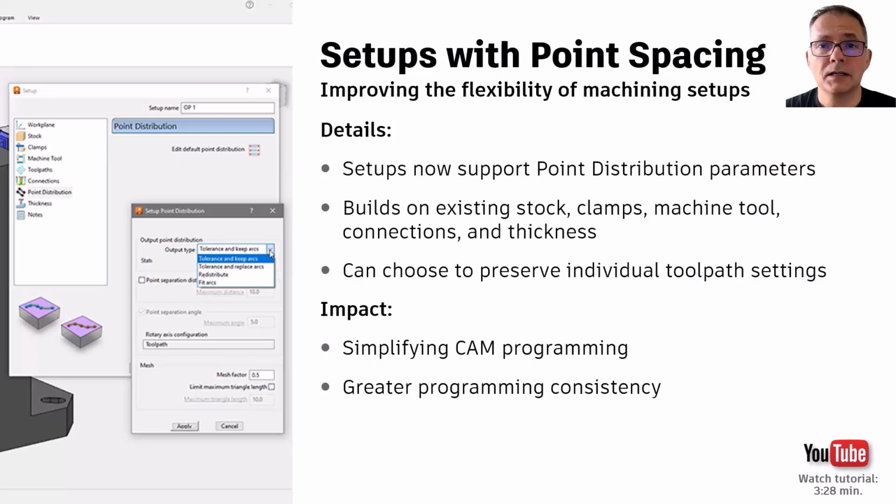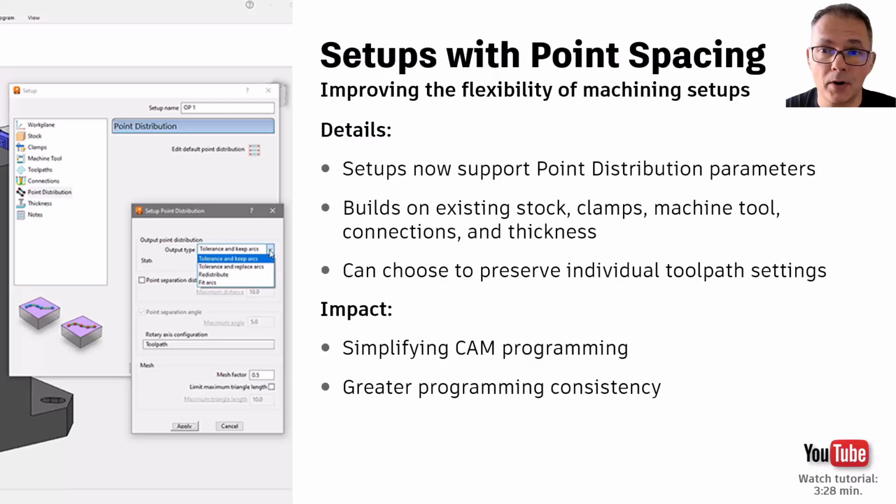Moving on, and continuing work that was started a few releases back, PowerMill 2024.0 includes an additional update to machining setups. In previous releases, setups were updated to allow the definition of stock, clamps, machine tools, connections, and thickness settings, and allow those values to be applied to all toolpaths contained within that setup. This latest release of PowerMill improves on this with the addition of point distribution settings too.